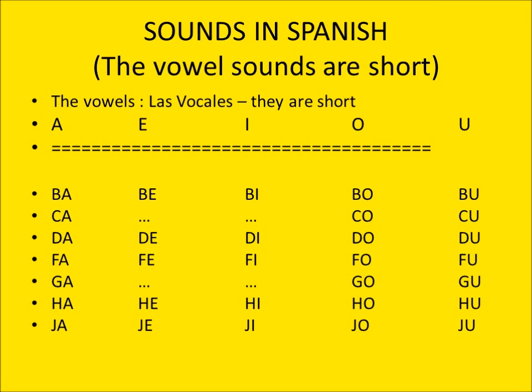Sounds in Spanish. The vowel sounds are short, which makes it easier for the Spanish learner. The sounds of the Spanish vowels, las vocales, are always the same. A, E, I, O, U. Now, a little bit below here, I'm going to combine the consonants with the vowels. I put, each line, I want to keep the same sound, okay?